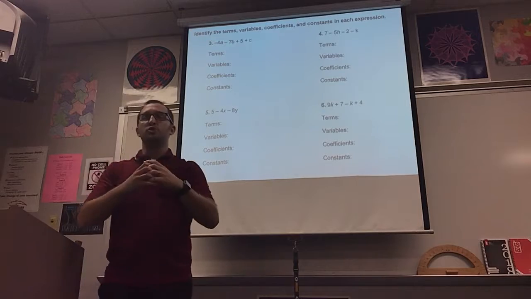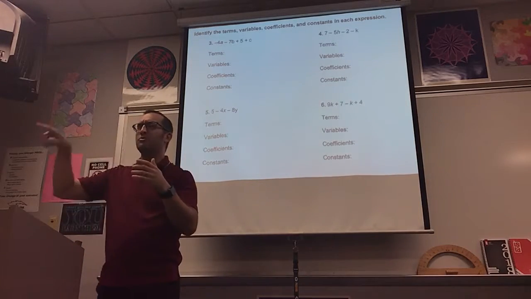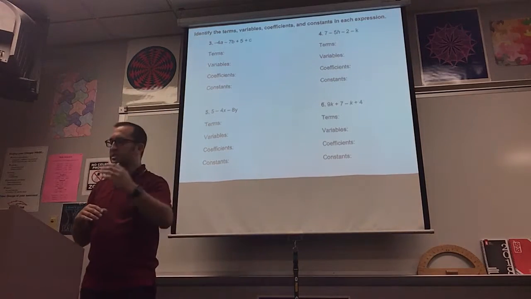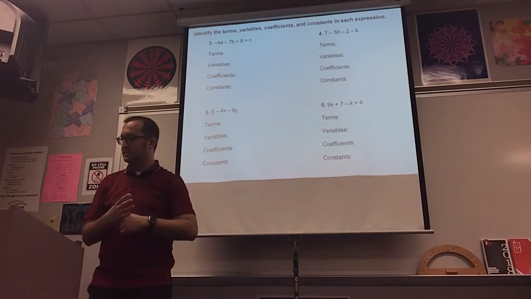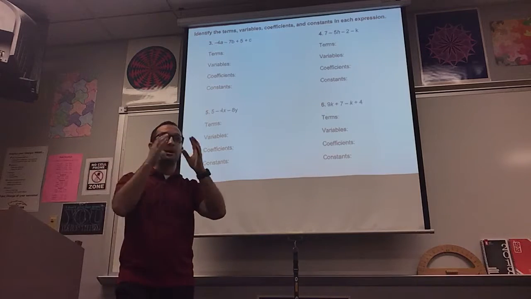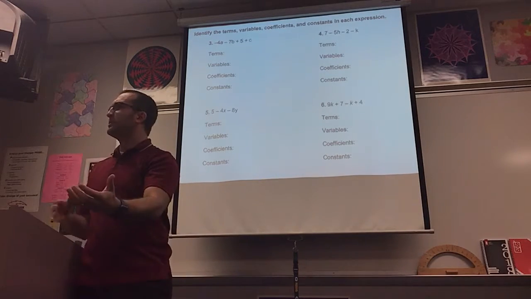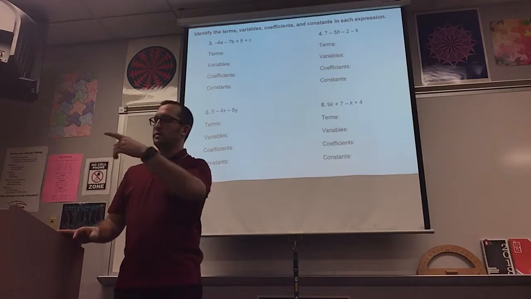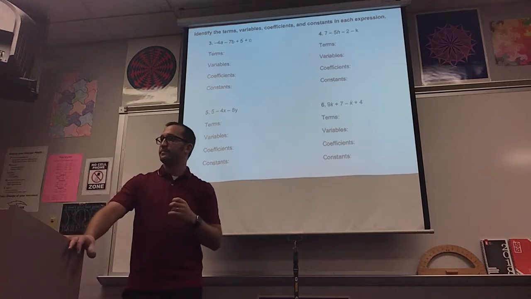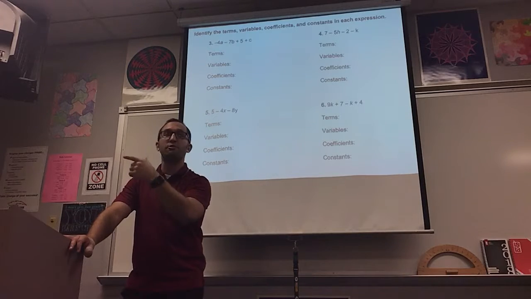With terms, you are going to list them. Use the circle method. It'll help. Just list the terms. The variables, you're just going to list the variables, tell us what letters are present. The coefficients are just the numbers that are attached to the variable through multiplication. And then the constants, remember, what's a constant? It's a number that has no variable attached to it.